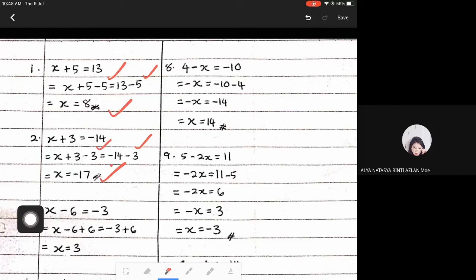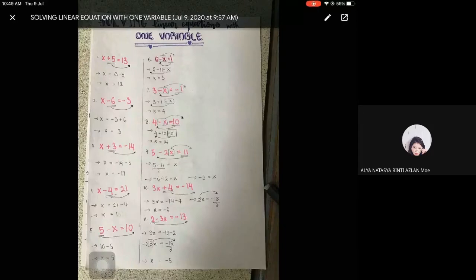Number 3, x minus 6 equals to 3. So here, in order to get rid of negative 6, she plus 6. So negative 6 plus 6 is 0. Tinggal x sahaja. So on the right side also, she plus 6. Okay, so negative 3 plus 6 is 3. x equals to 3. Okay. Well done. Okay, number 1, 2, 3 dah siap. Alright. Wow, colourful, cantik Akila.